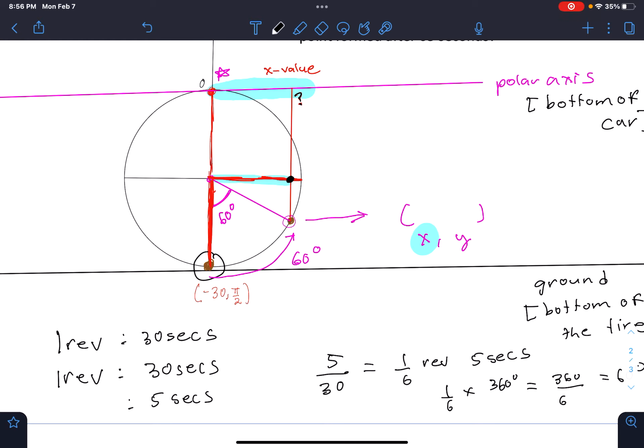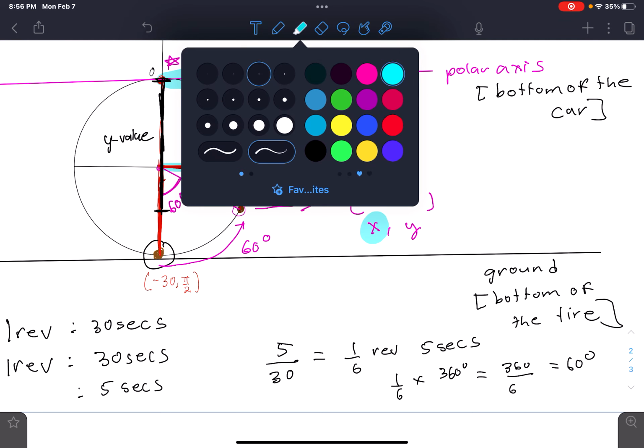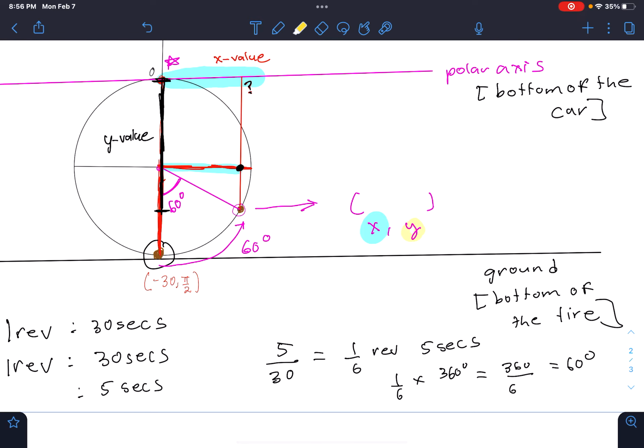Same thing with our y. So we want to find out what our y value is. So we want to find out from here to here. So I'm going to shade this in black right now. From here to here, if we can find out what this y value is, then we're going to know what this is. So what we're going to do is we're actually going to use a 30, 60, 90 triangle here.